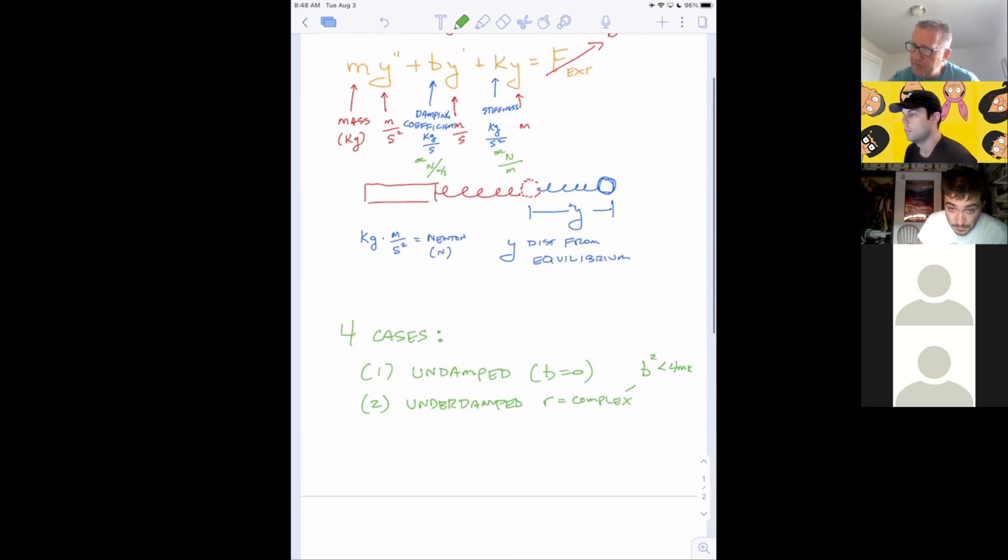Notice in our quadratic formula, we have not A's, B's, and C's. We have M's, B's, and K's. And so if B squared is less than 4mk, that's just saying you're going to get a negative under the square root sign, right? So I could have just left it at R is complex. That's underdamped. We'll look at what underdamped means in a little bit. And then perhaps predictably, there's the reverse of that, which is overdamped.